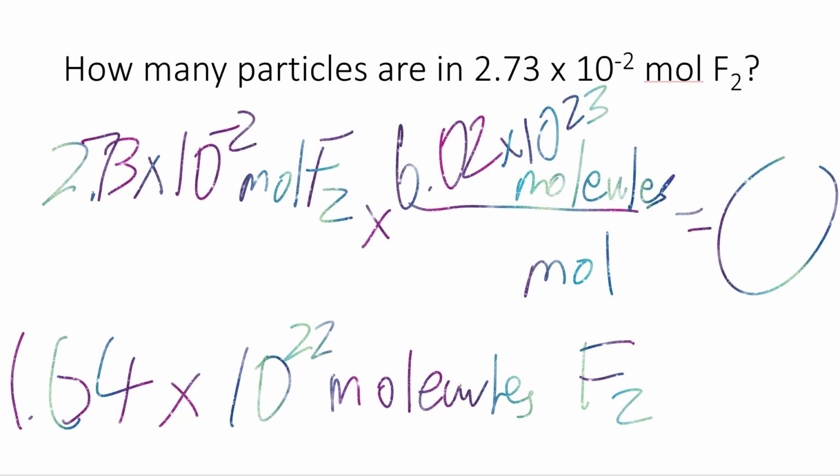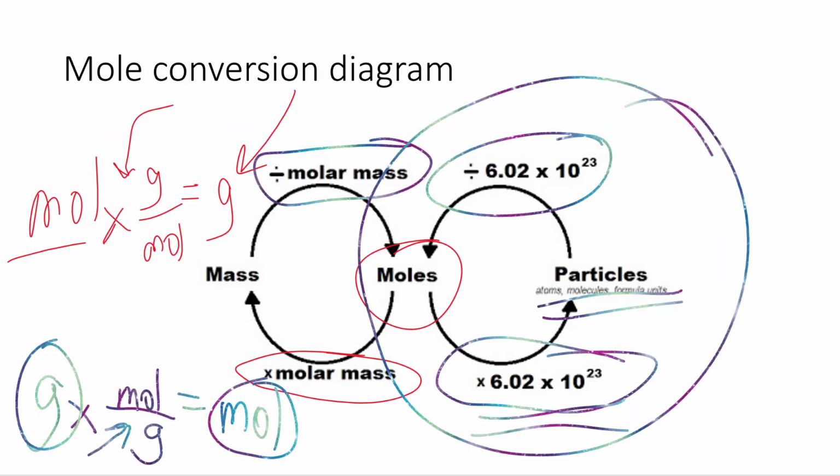So that's how you do mole conversions, using particles and mass and moles. So again, this figure really helps you do that. When you convert from moles to mass, you want to multiply by molar mass. When you go from mass to moles, you divide by molar mass. When you go from moles to particles, you multiply by Avogadro's number. And when you go from particles to moles, you divide by Avogadro's number.